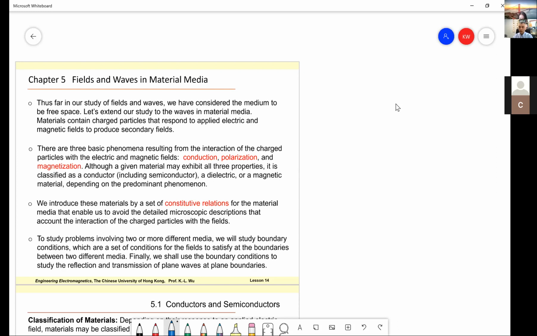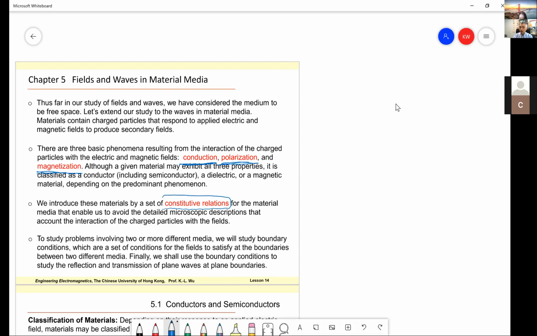the conduction of electrons. We call it conduction phenomena, and the second is related to the polarization phenomenon. And the third one is the magnetization phenomenon. So from the study of these three phenomena, we are going to build up what we call a constitutive relation.